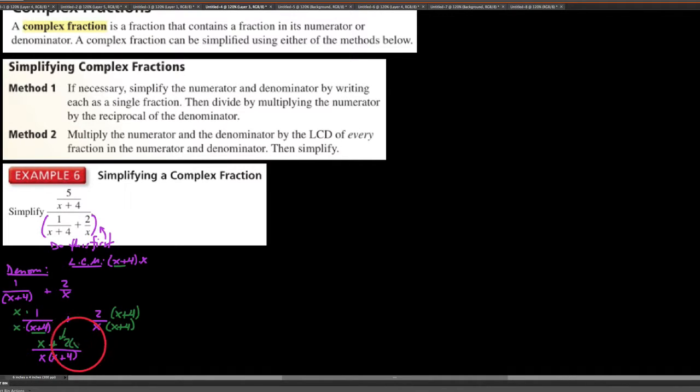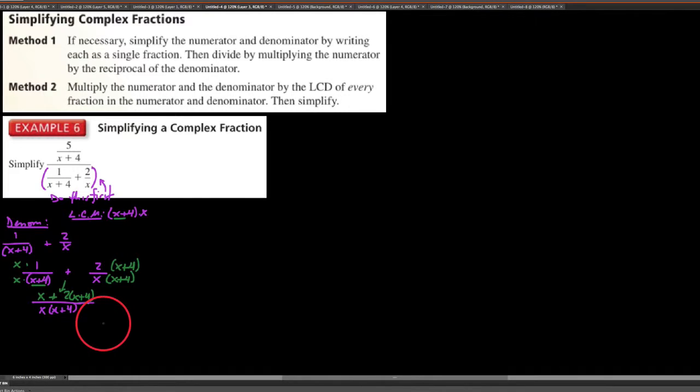So what we end up with here is this new expression that would be over the common denominator x times x plus 4. And what we get is 1 times x, so x, plus 2 times x plus 4. So this 2 times x plus 4 here, let's go ahead and simplify the top of this. It looks like what we get here is x plus 2x plus 8, all over x times x plus 4. And so with this, we can go ahead and simplify the top by combining these like terms, and we finally end up with 3x plus 8 all over x times x plus 4.